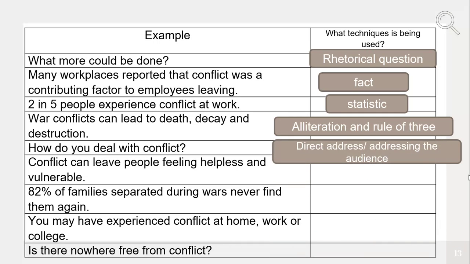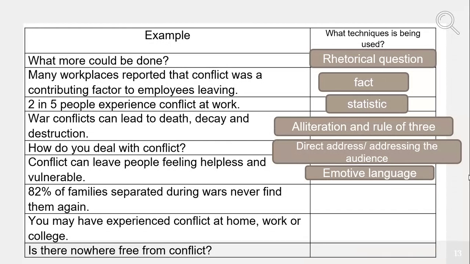Next one, we've got a rhetorical question mark there, but also it uses the word you. So it is talking directly to the audience. So again, it is an example of direct address as well.